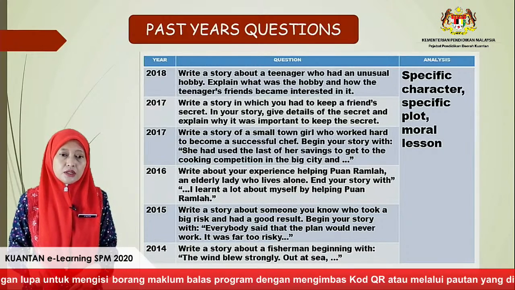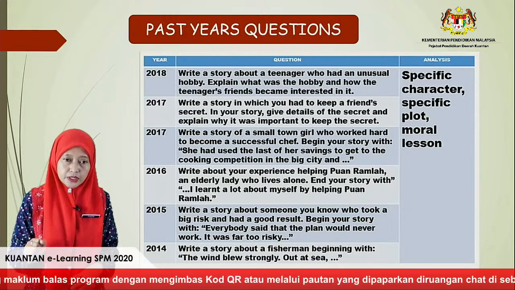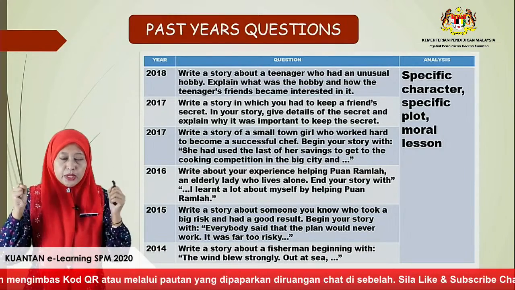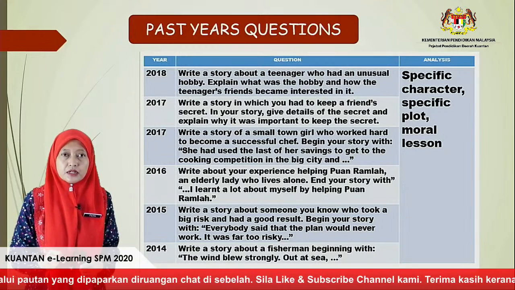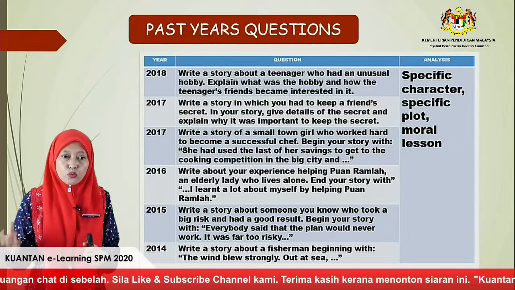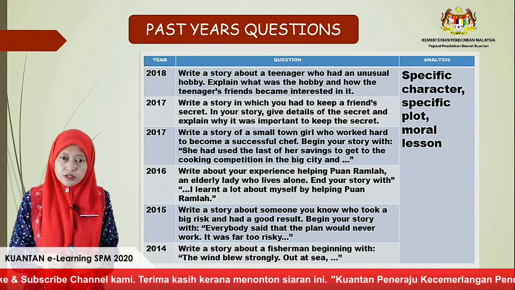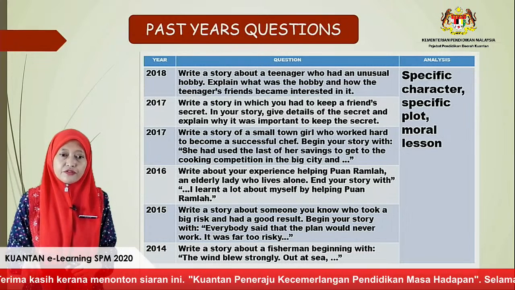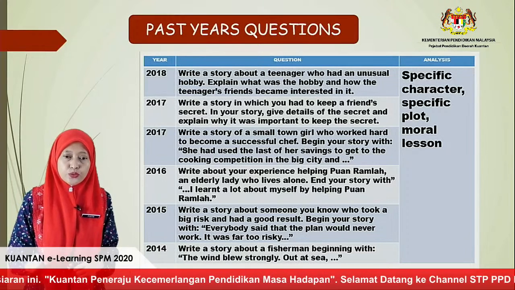So here your character is a determined person because he or she took a big risk, but that big risk had a good result. So you have to elaborate, you have to describe, you have to work on the big risk and also the result. And don't forget to use the introduction given. Everybody said that the plan would never work. It was far too risky.